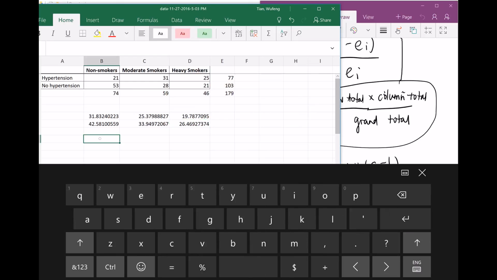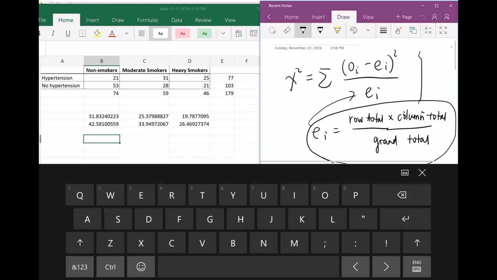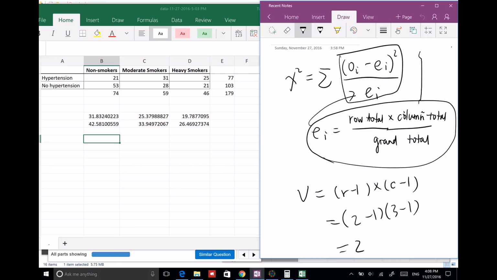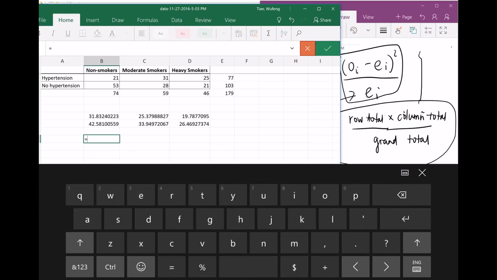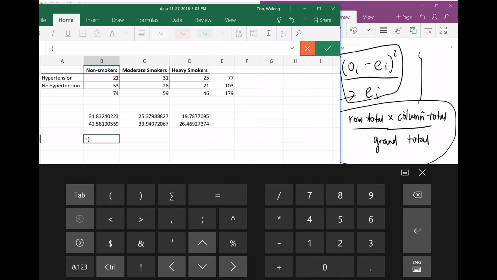Now what I need to do is subtract to find this one. So I use equals, parenthesis, OI minus EI, parenthesis, squared, divided by EI.